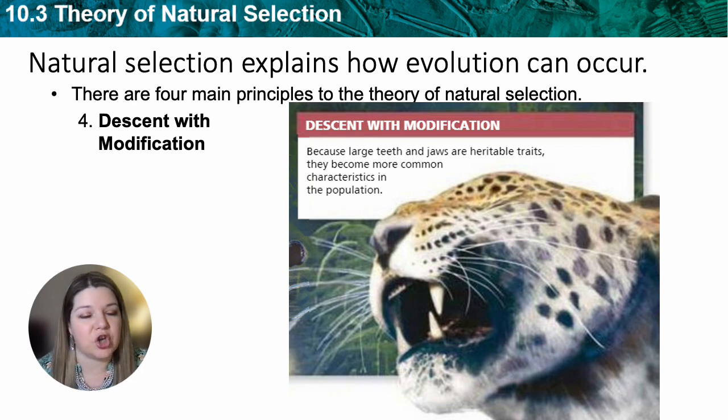This was an idea that Darwin called descent with modification, because the descendants of the original jaguars would be slightly modified to have stronger and stronger jaws and sharper teeth. And again, this is because of the heritability of those traits. The individuals that had the strong jaws and the sharp teeth would be able to pass those traits down to their offspring. Their offspring would have a survival advantage, and they would have more offspring and pass those traits down to their offspring, and so on and so forth.